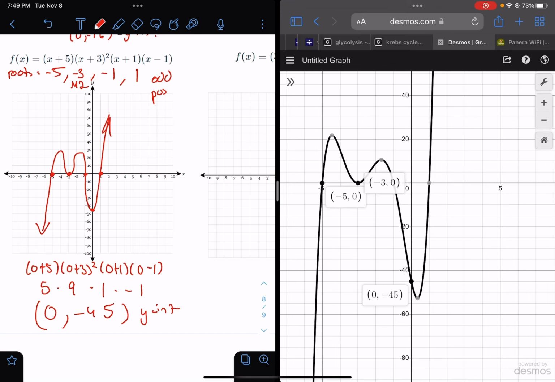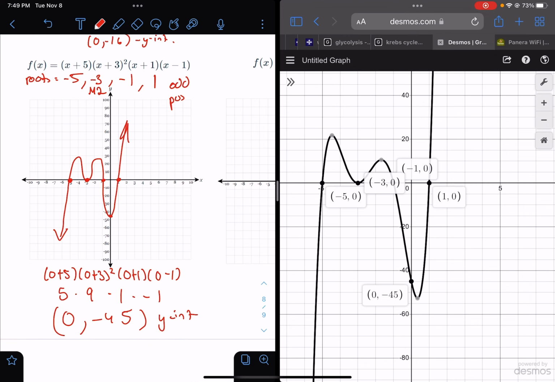All right, so obviously we go through -45. We go through -5 here. We've got a bounce point at -3. We go through -1, and we go through 1. And all of the stuff we predicted, other than my error, by finding the roots from the factors, finding the multiplicities, determining if it's going to be even or odd, positive or negative, and the y-intercept. All right, so there's a lot of things you have to figure out to graph.